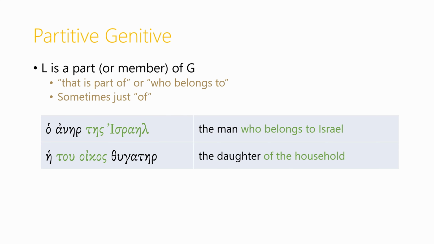He tou oikou thugater is the daughter house. What's the relationship between daughter and house? Well, probably it's that the daughter is part of the house, in the sense of the household. So we might say the daughter of the household, or the daughter who belongs to the household. Not in the sense now of possession, but in the sense of being a part of the larger whole.